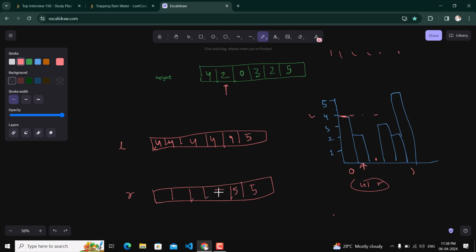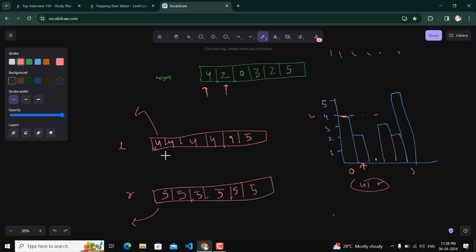Okay, for 3 also 5 is the maximum. For 0, 5 is the maximum. For 2, 5 is the maximum, and for 4, 5 is the maximum. Now for a particular height, we have its left maximum and we have its right maximum.